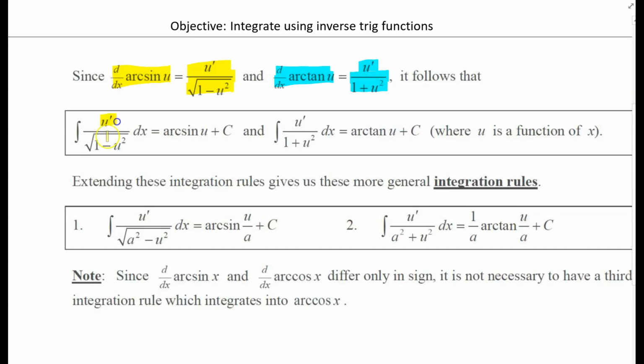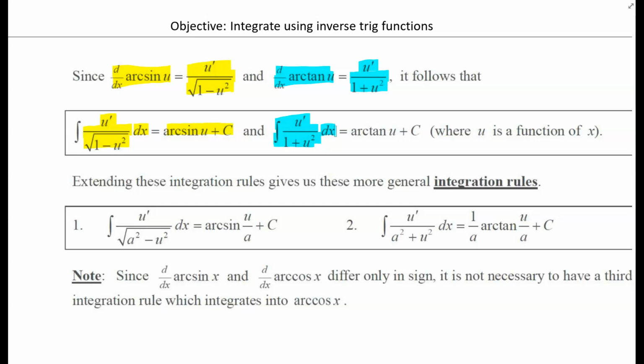The integral of u prime over the square root of 1 minus u squared dx is equal to the arcsine of u plus c. And the integral of u prime over 1 plus u squared dx is equal to arctan u plus c. Again, where u is a function of x.